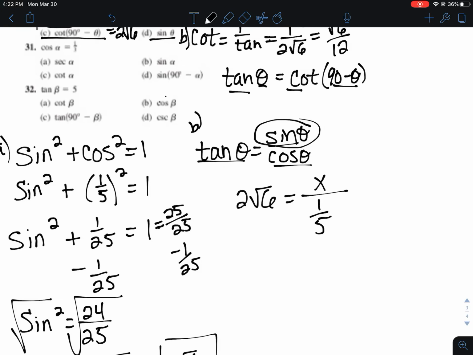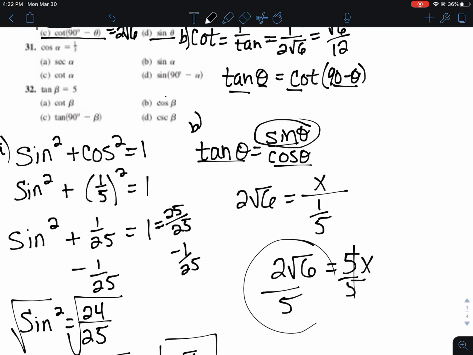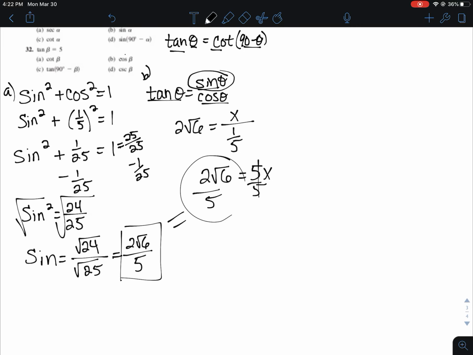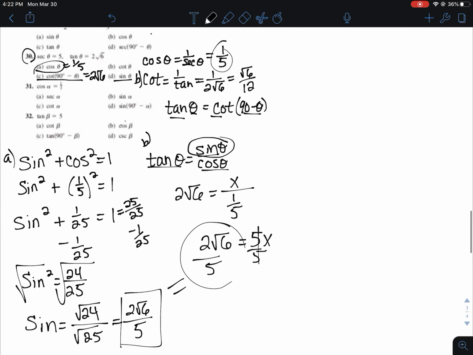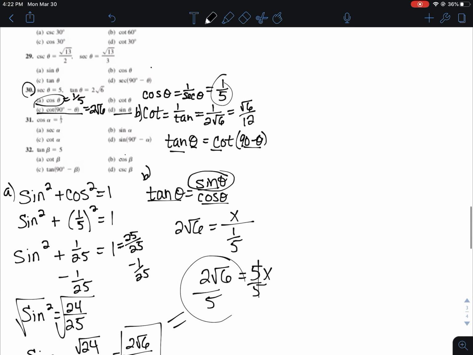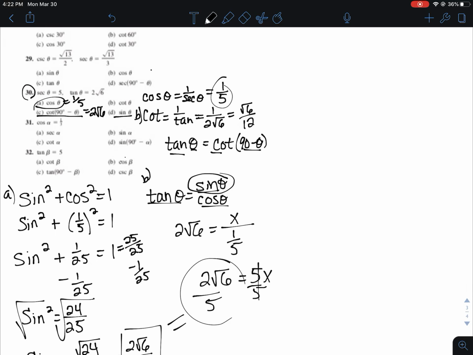So again, if I have a fraction divided by a fraction, I'm going to multiply by the reciprocal. So this is really 2 square roots of 6 equals 5x. You can put it over 1, but you don't really have to. And then divide by 5, and we get 2 square roots of 6 over 5. Same thing, no matter which way you do it. We just had to use a different trig identity.